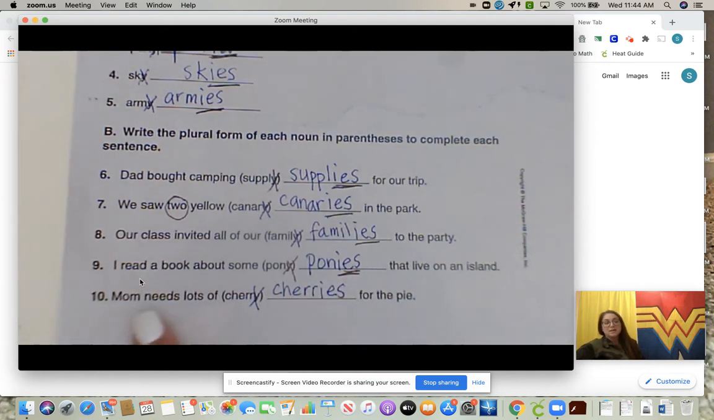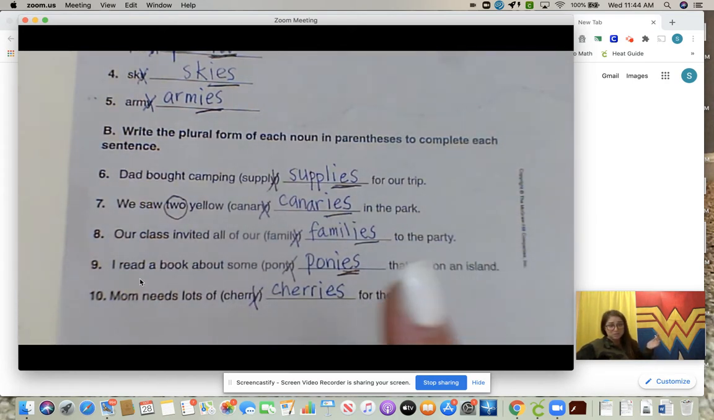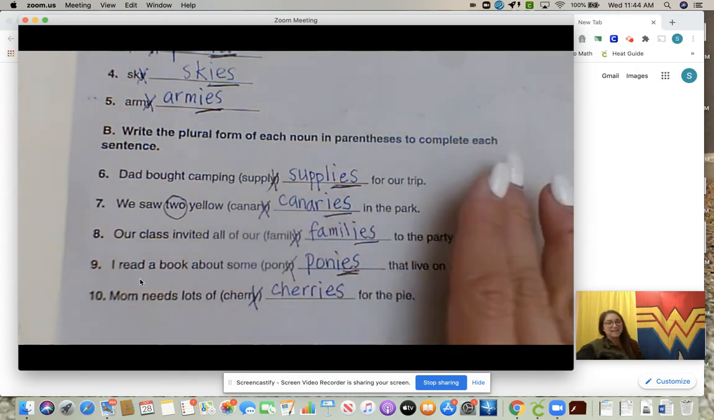Number 10, Mom needs lots of cherry for the pie. She needs lots of them. She's not going to be happy when you bring home one cherry. So we need to make it cherries. So drop the Y and add IES.